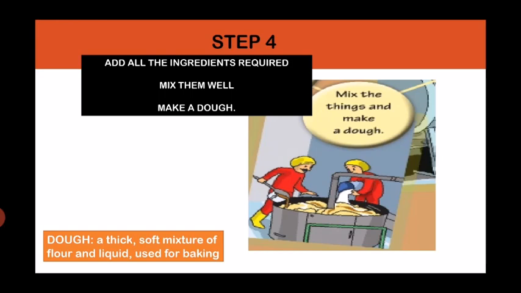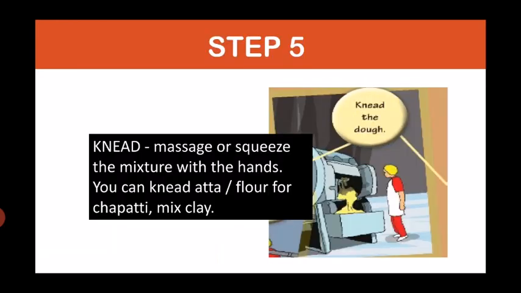So this is step 4 of making biscuits, where the dough is formed. But this dough will be like a big round ball. So let's see what they do next. In step 5, they'll knead the dough. What is the meaning of knead?